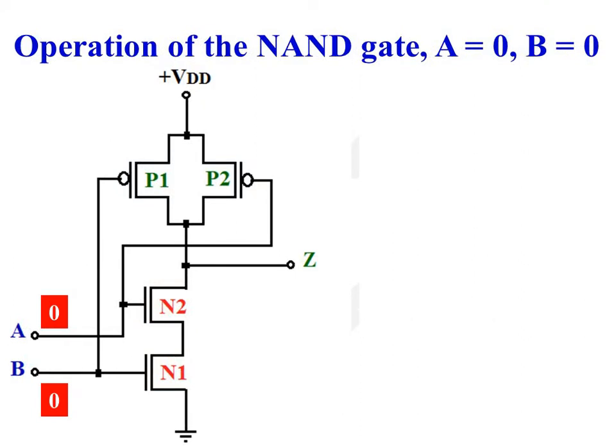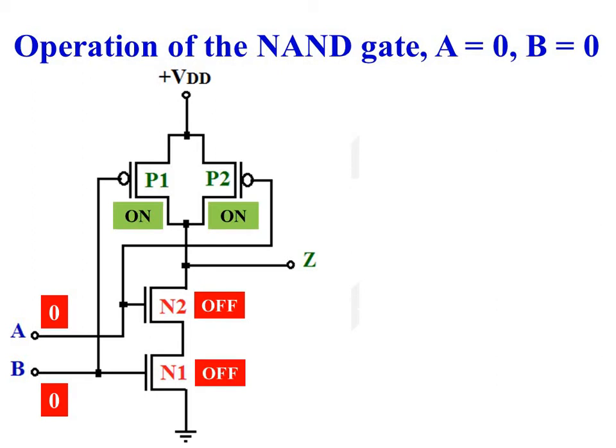Operation of the NAND gate when A is equal to 0 and B is equal to 0. When A is equal to 0 and B is equal to 0, gate of transistors N1 and N2 is existing at logic 0, so these two transistors are off. And as gate of PMOS transistors P1 and P2 are existing at logic 0, these two transistors are on.